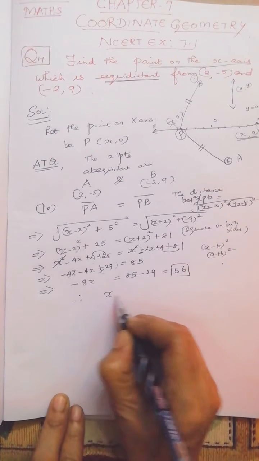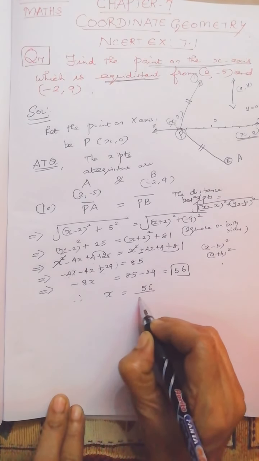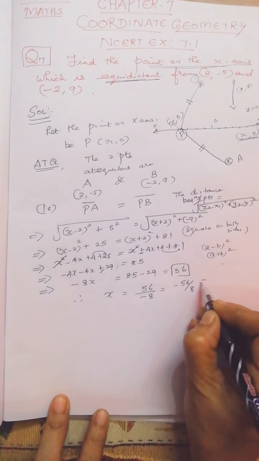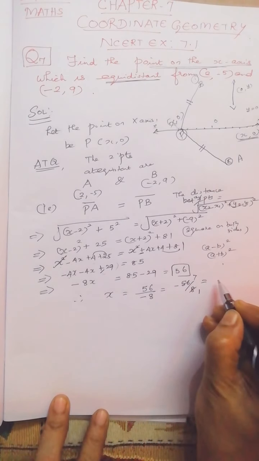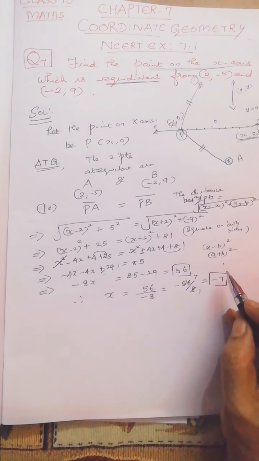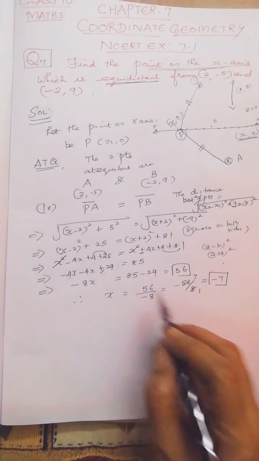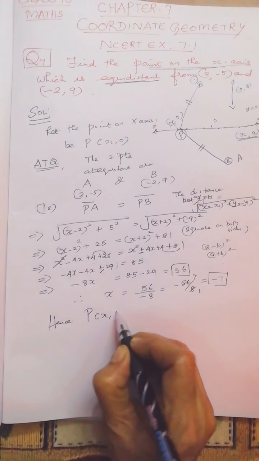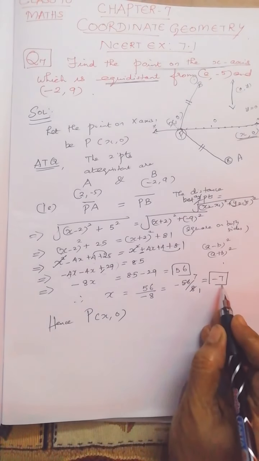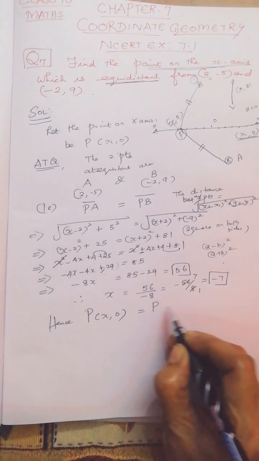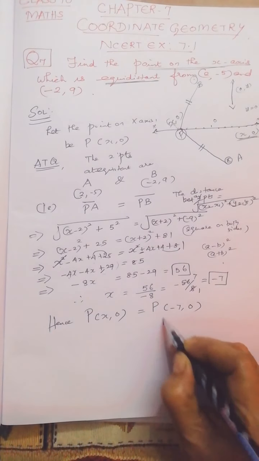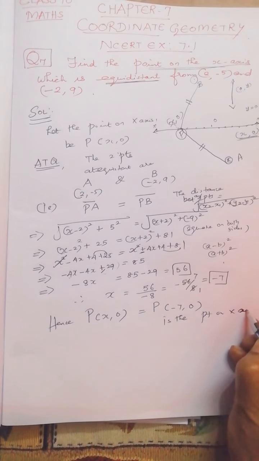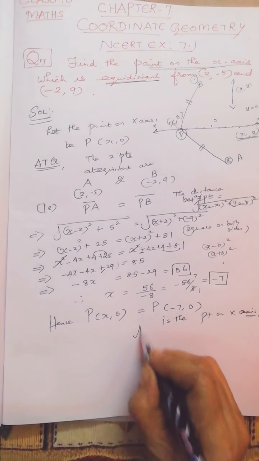Therefore x equals 56 divided by minus 8, that is minus 56 by 8. 8 sevens are 56, so minus 7. So we have found the x coordinate, the abscissa, of the point P. Since we took P as (x, 0), P is (minus 7, 0), the point on the x-axis. This is the required answer.